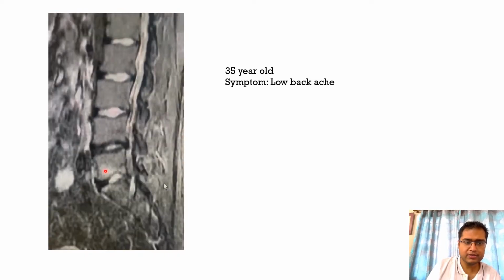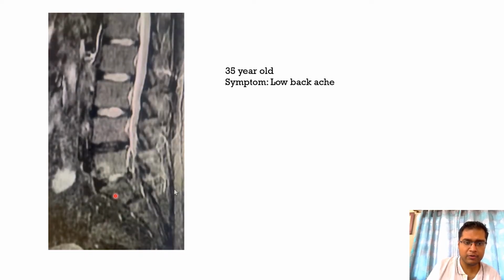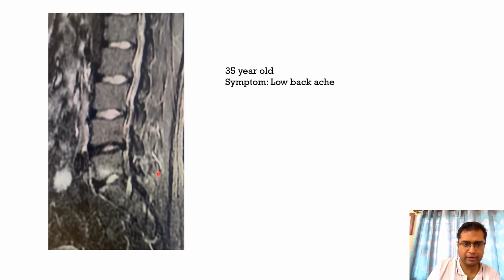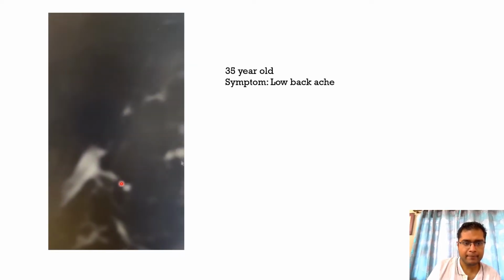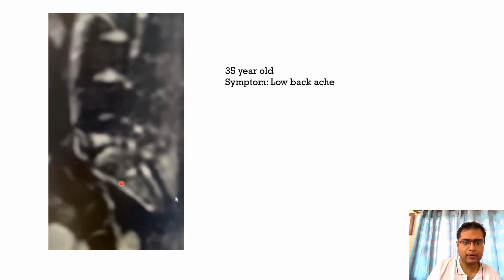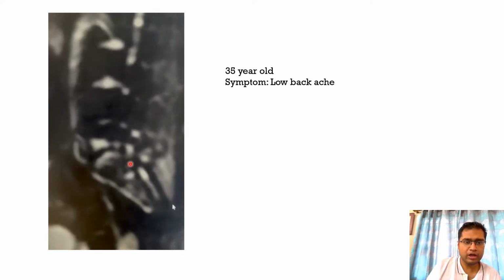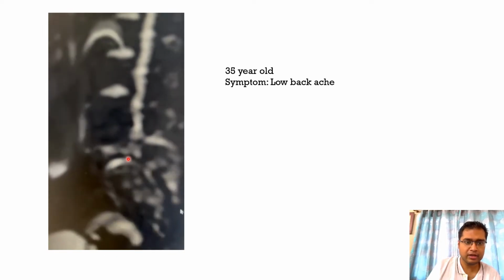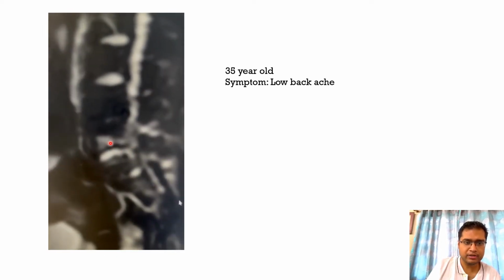These are the STIR images where again we can see that there is marrow edema which is seen in the end plates of L5S1 vertebrae. And these are the diffusion weighted images where we can see that there is some restriction in the end plates, giving a claw type appearance.